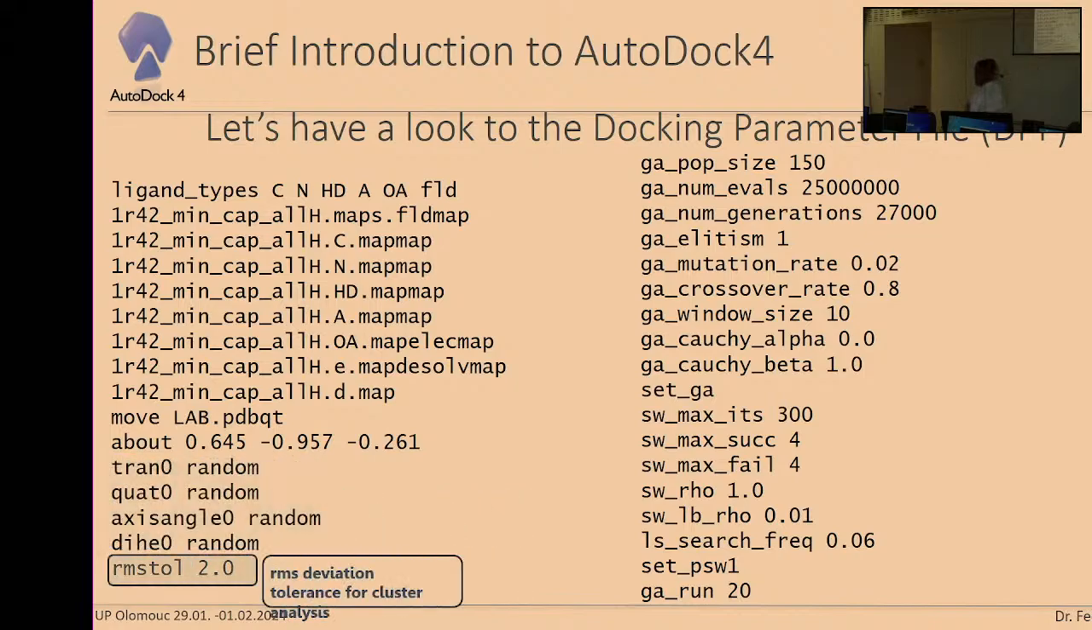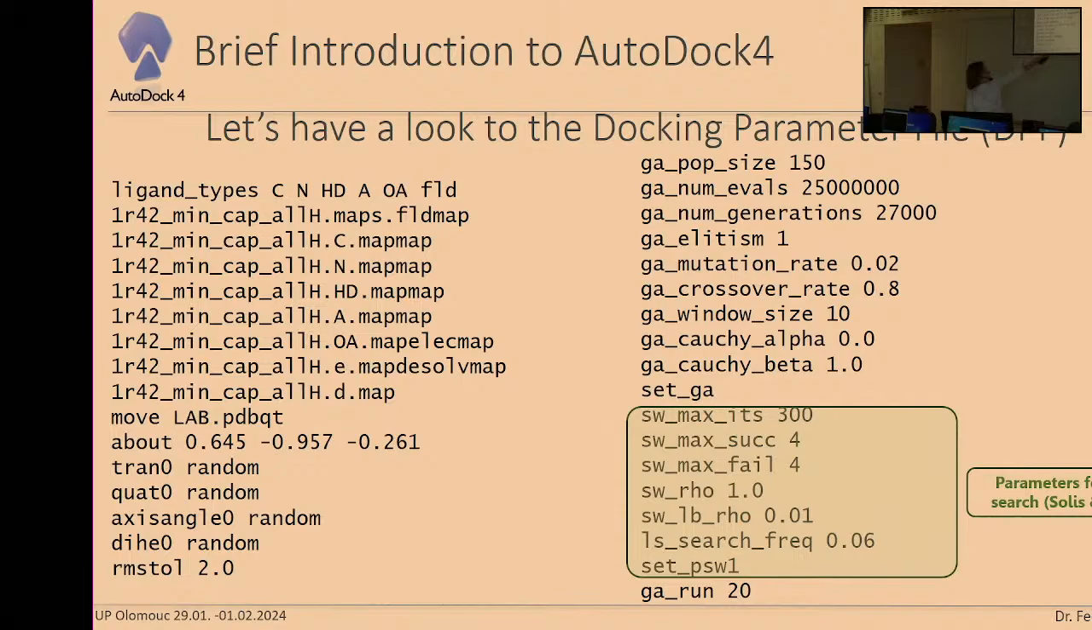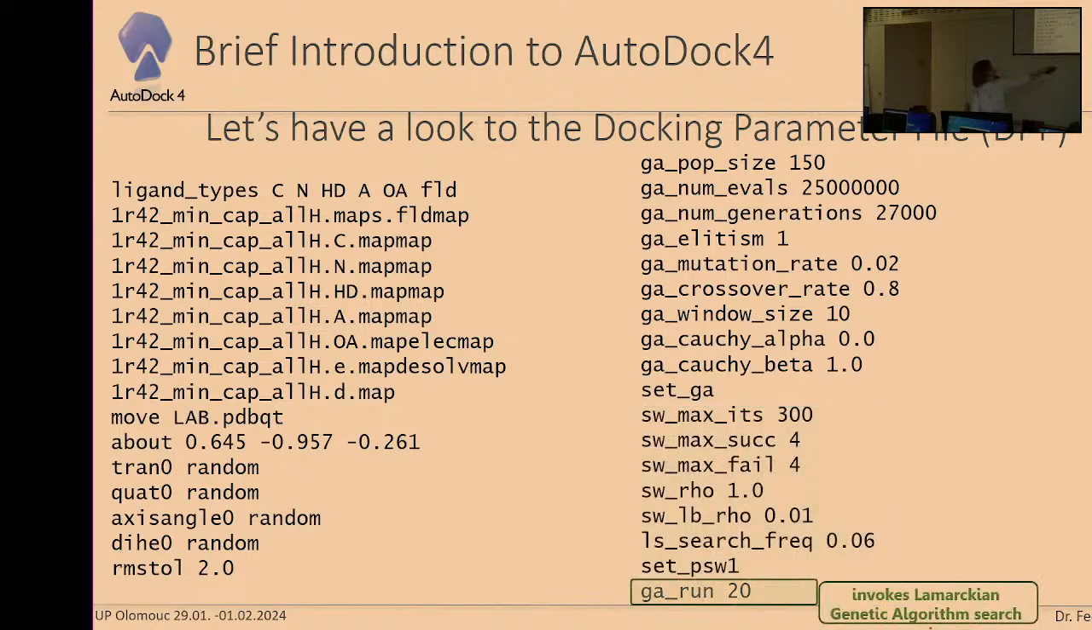This is a sort of RMSD deviation tolerance, because AutoDock performs cluster analysis internally. Then we will have here parameters concerning the search algorithm. All these parameters that start with GA indicate that we will run genetic algorithms. Then when we combine genetic algorithms with local search, so Solis and Wets, we will use also local search. So when both of them are explicitly defined in the docking parameter file, this means we will run a Lamarckian genetic algorithm search.